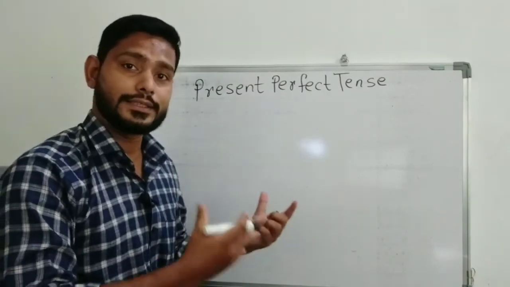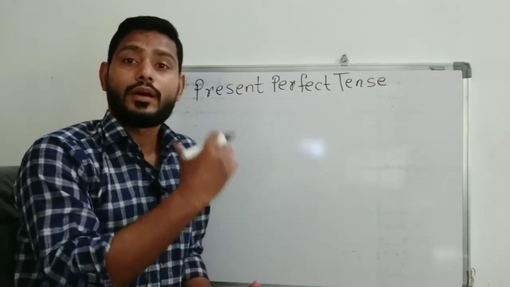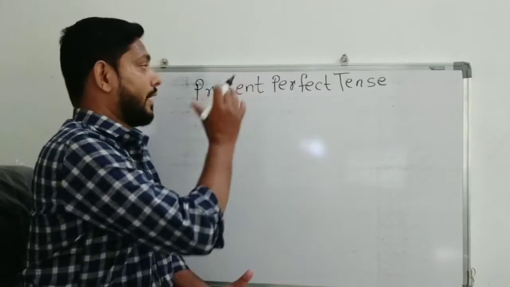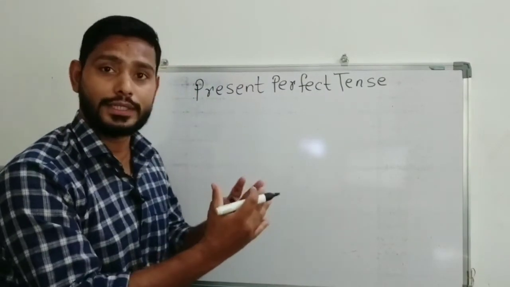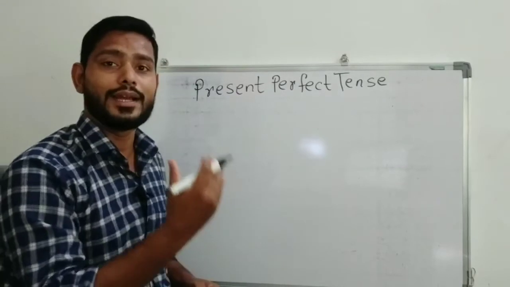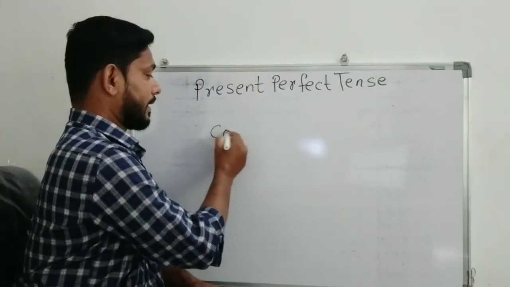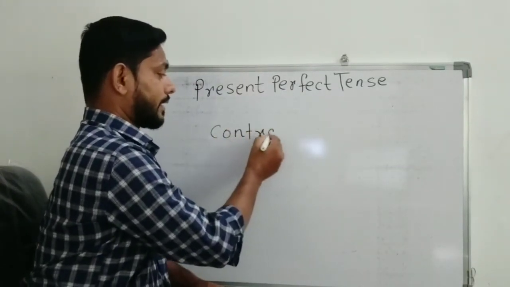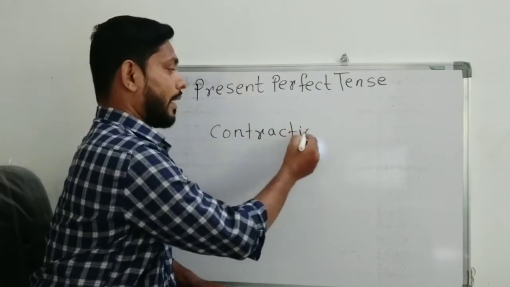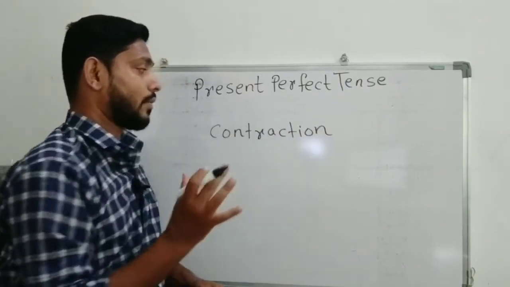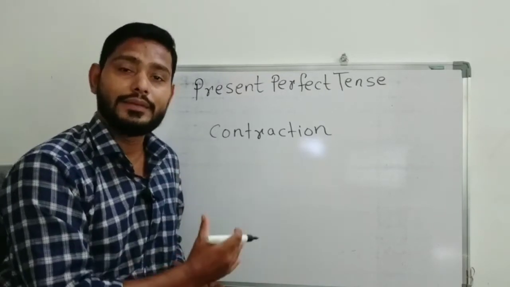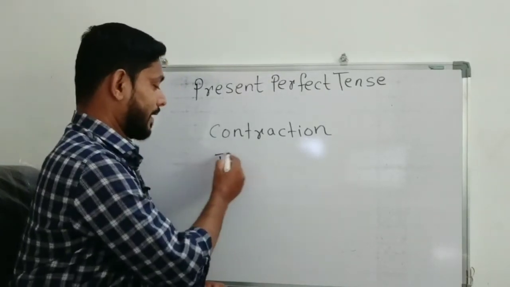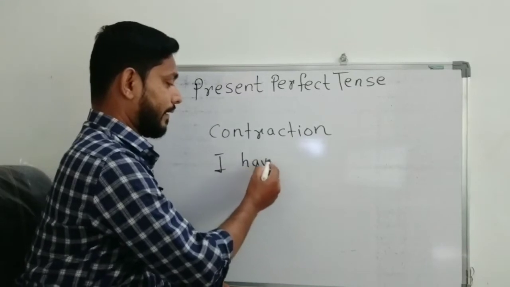Now we will discuss something related to contraction, means how the subject-verb agreement in present perfect tense can be shortened. That's called contraction in English. So we will learn contraction now. I hope you might have already learned what contraction is. It means short forms. This is something very, very important. For example, we can see "I have."